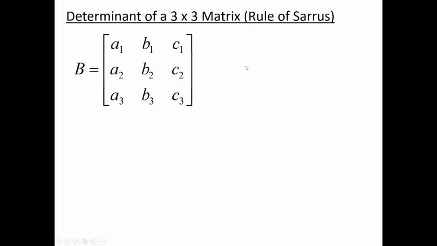So the next one we have is a 3 by 3 matrix. Remember, they have to be squares. So we're going to find the determinant of matrix B, and this is a 3 by 3 matrix. This method is called the rule of Sarrus. No, it's not related to SARS, and it's not a dinosaur. It's just called the rule of Sarrus. It's a guy. It's his last name.